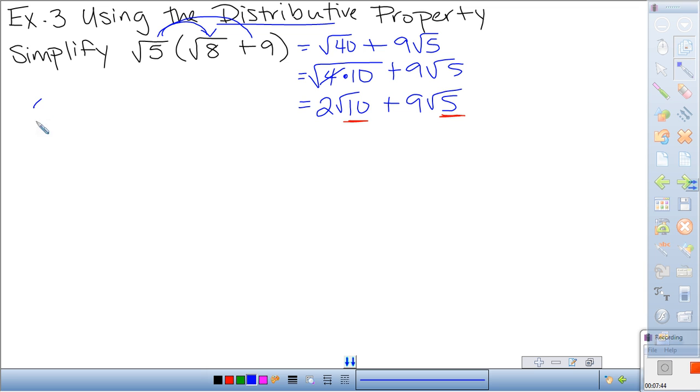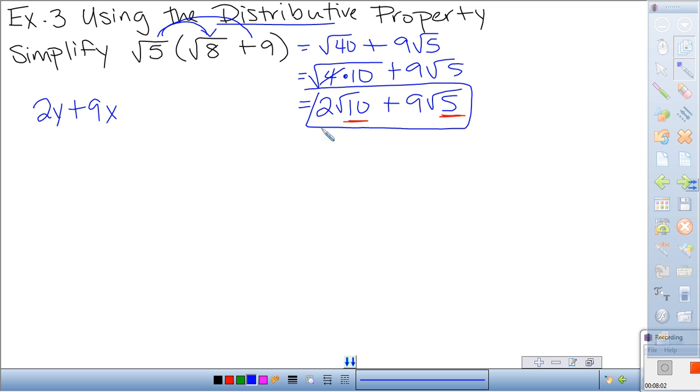This would be like me trying to add 2y plus 9x. They're not like terms. The square root of 10 and the square root of 5 are not the same, and you can't simplify the square root of 10 because it's just 2 times 5. You can't take the square root of 2, you can't take the square root of 5, so there's nothing else you can do. Therefore, it's in simplest form, you have simplified, and you are finished.